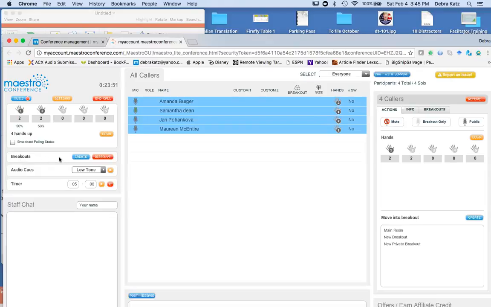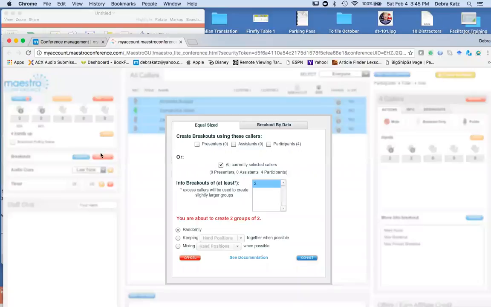It's on the left. It's underneath the polling and the music, so it says breakouts. I'm going to click create because I need to create breakout rooms. I click on it and now my breakout window comes up that lets me manage things.